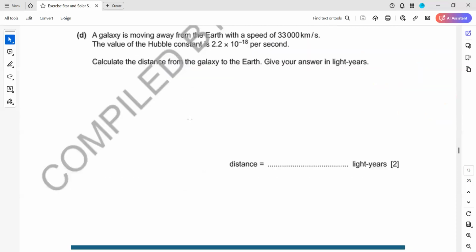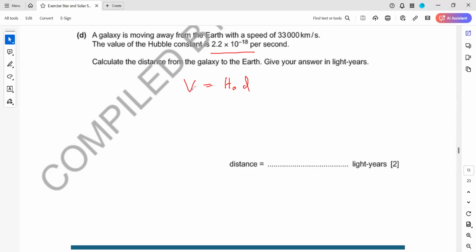A galaxy is moving away from the Earth with a speed of 33,000 kilometers per second. The value for the Hubble constant is 2.2 times 10 to the power minus 18 per second. Calculate the distance. We have the formula: the speed of the galaxy is the Hubble constant times d. But we need it in light years, so first we determine it in kilometers and then convert into light years.